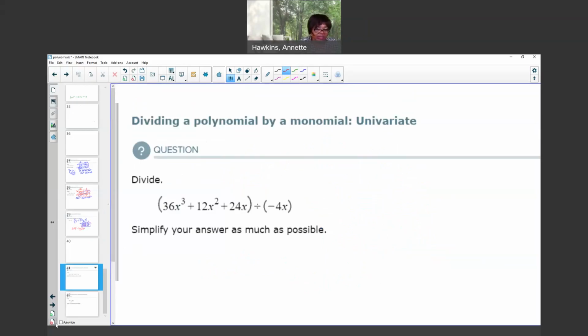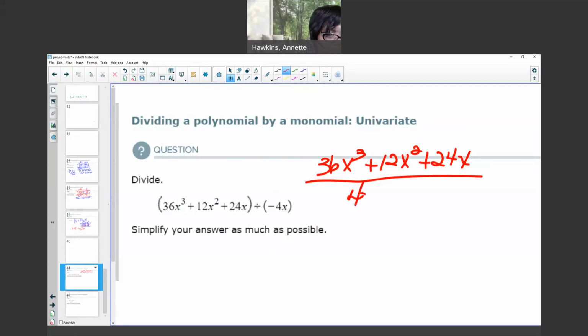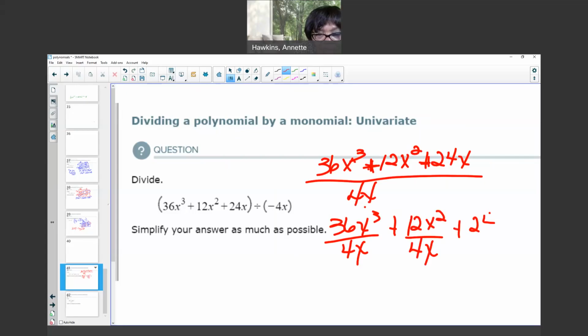Now, let's take a look at this division problem. So we need to rewrite it like this. Now, to do this division problem, we're going to pull this apart. We can only do this because these are pluses. If it's pluses and minuses, I can pull it apart. So it's 36x cubed over 4x plus 12x squared over 4x plus 24x over 4x.